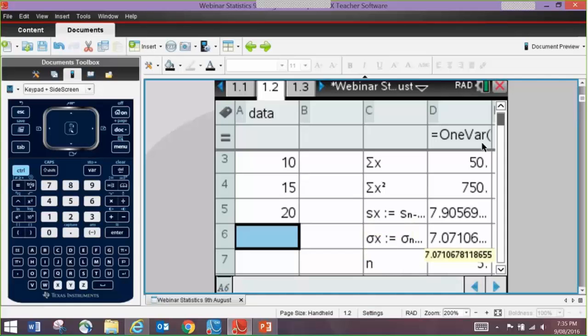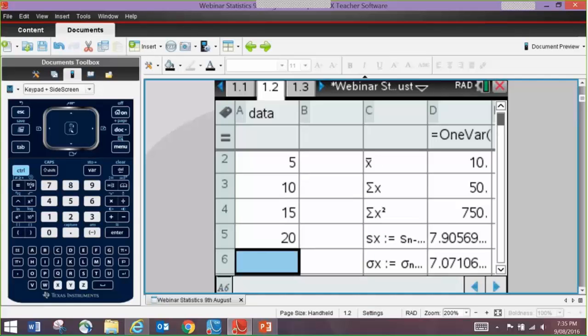So that's one of the really neat features of the TI-Nspire, and it's something that the 84 didn't do, was actually alter the values as you change the data set. You would have to do the calculation all over again.